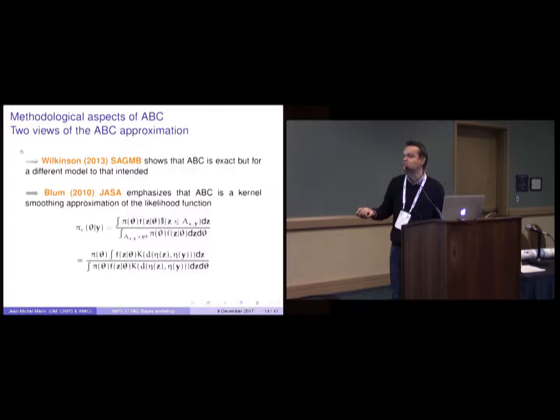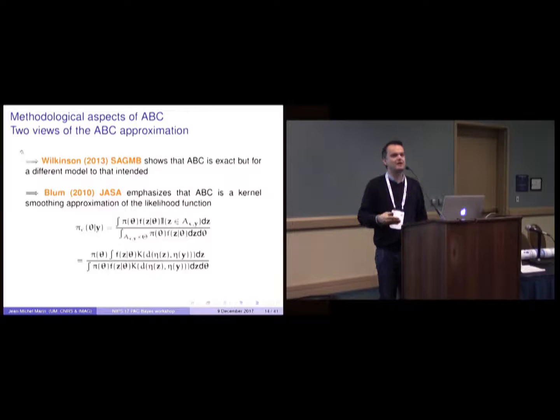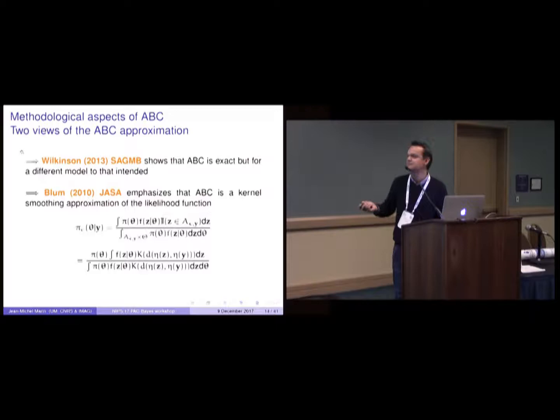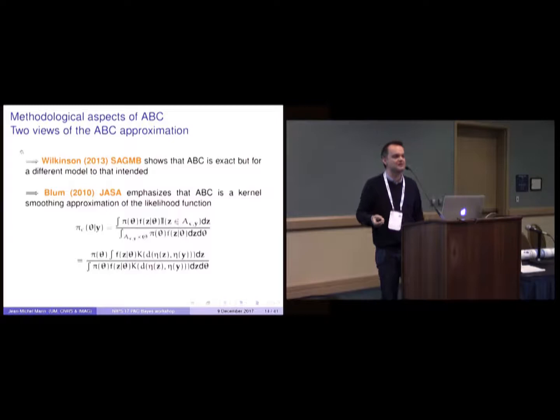And in fact, look, the prior distribution can be put outside of the integral, and you have this integral which corresponds to a kernel approximation of the likelihood. You take the product of the likelihood by a kernel and you integrate. So this suggests to modify the ABC algorithm, and instead of using a rectangular kernel, you can use some other sort of kernel, exponential, Gaussian, Epanechnikov, or what you want. So this view of ABC allows to introduce some other ABC algorithms.